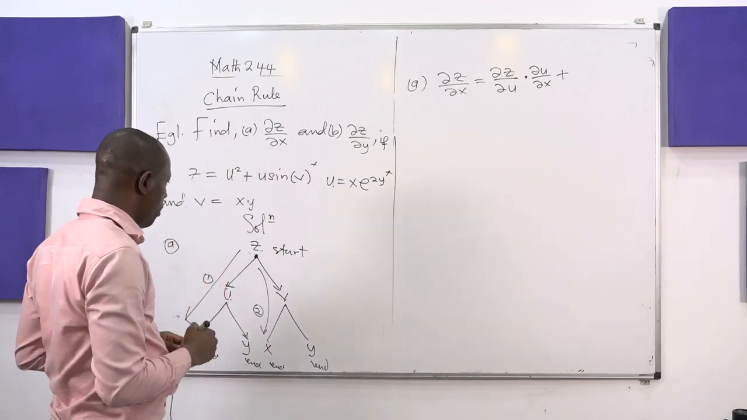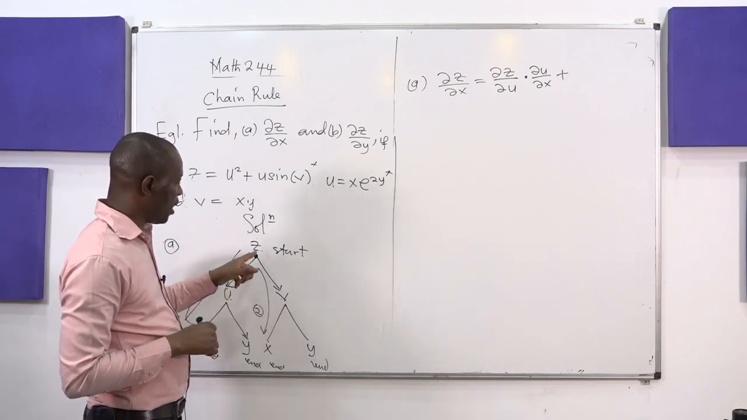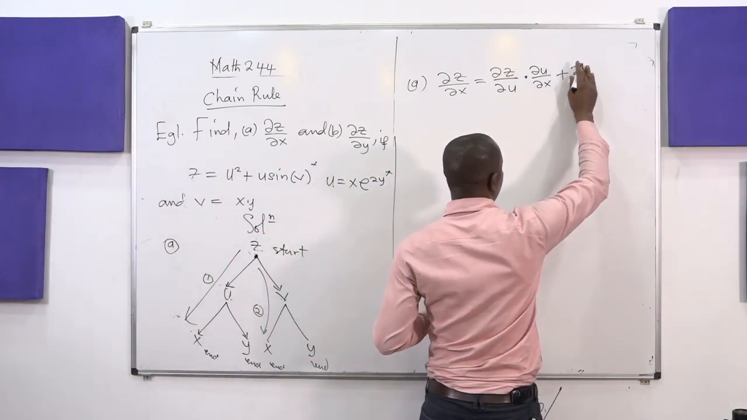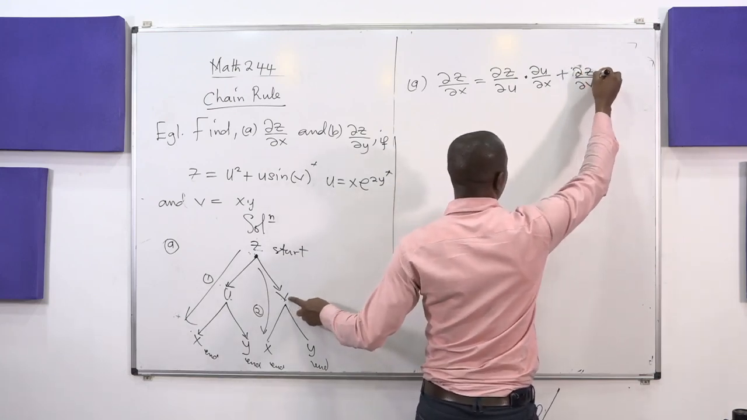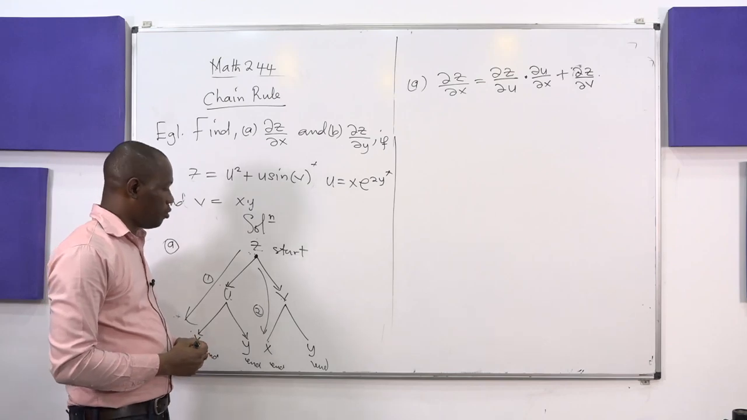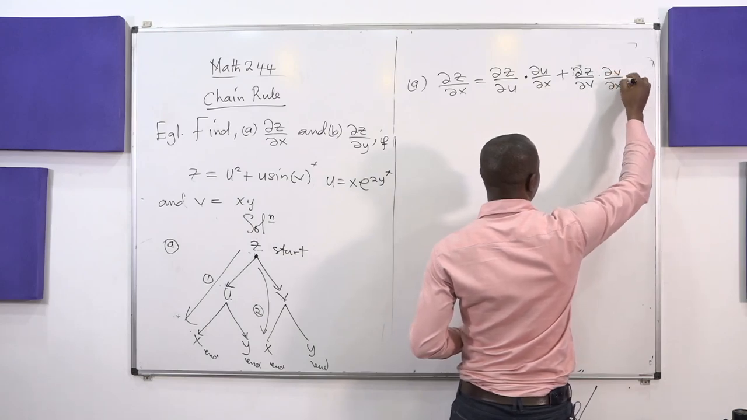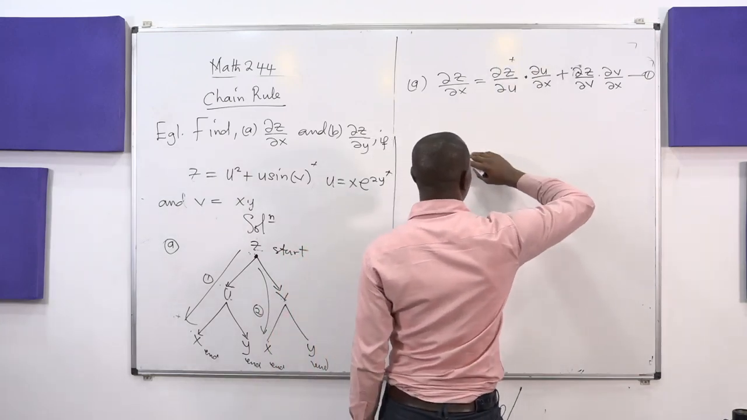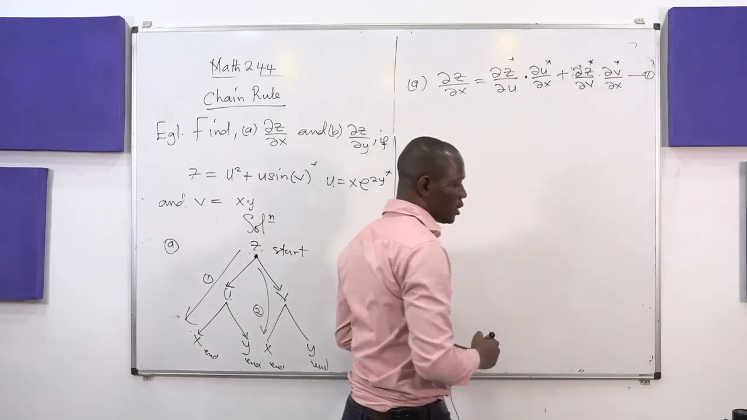Then if you have gone back, so z you can go to v, but z depends on 2, so you use a partial. So partial of z with respect to v times. Is that okay? Then from v you go to x. So v also depends on 2, so use a partial. So partial v with respect to x, equation 1. Then we look for partial z with respect to u, u with respect to x, z with respect to v, v with respect to x.